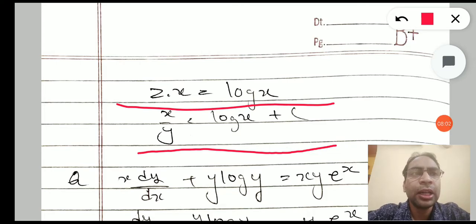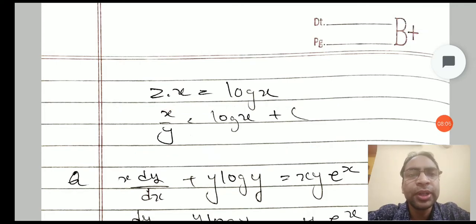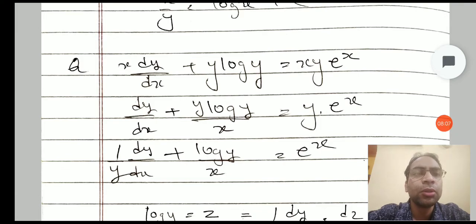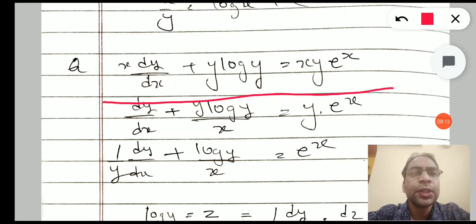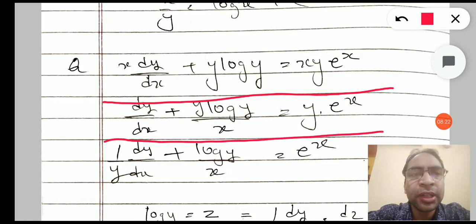Let's take a quick look at one more question based on the same topic, that is reducible to a linear differential equation. This is the question given: x dy by dx plus y log y is equal to xy e to the power x. First of all we need to convert this to a linear equation. So we divide the equation by x. So this is dy by dx plus y log y upon x is equal to y dot e to the power x.